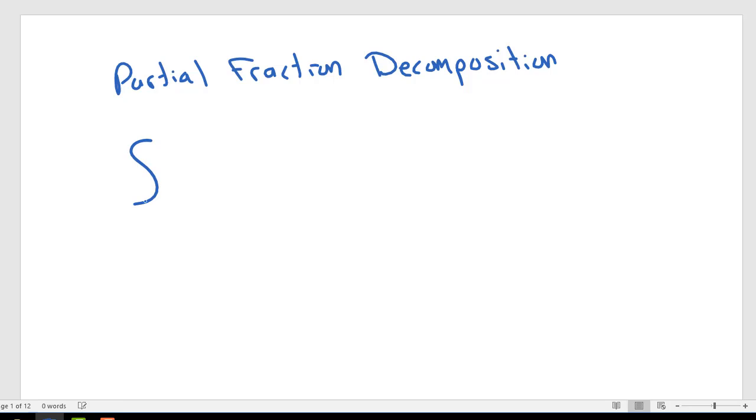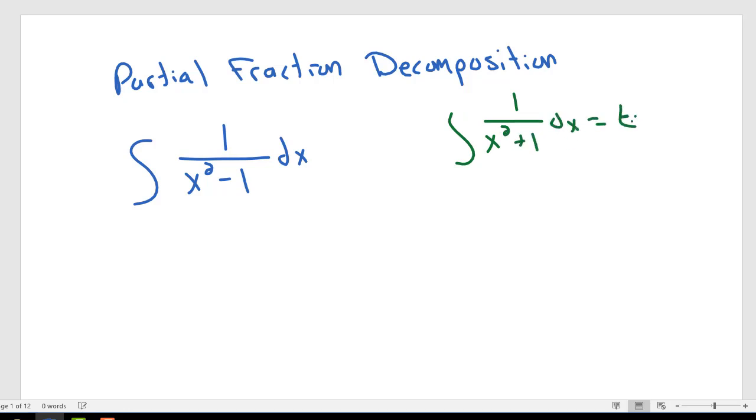All right, so we have the integral of, let's say, 1 over x squared minus 1. Now if we stop for a moment and talk about strategies of integrals, this integral is not a known form. If I had the integral of 1 over x squared plus 1, just as a reminder, that is inverse tangent of x plus c. So that's a known integral, and that's not what we have in this case.